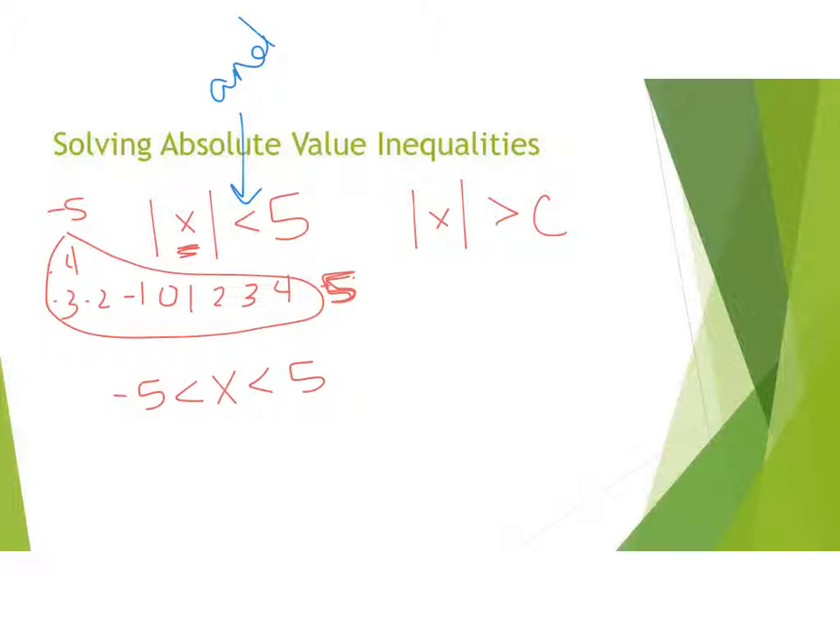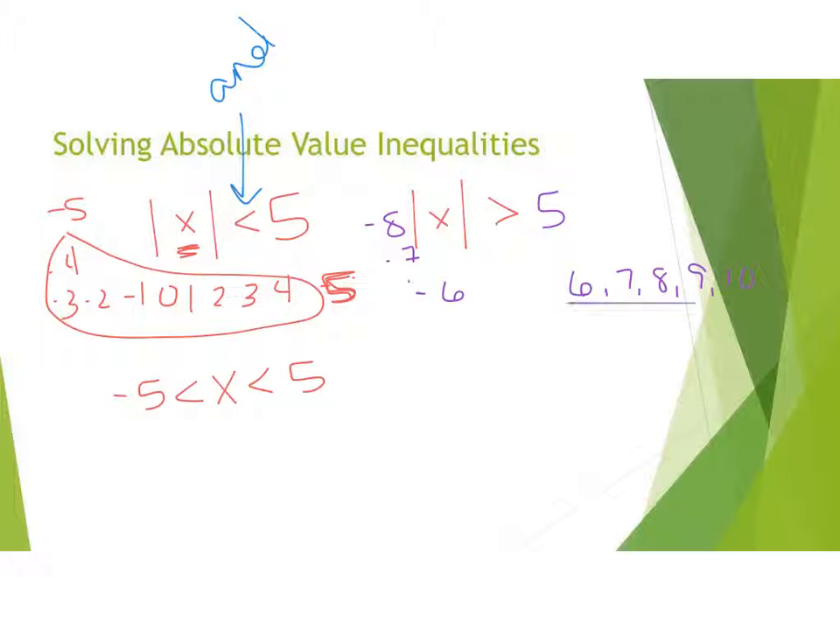Similarly, let's look at greater than. So let's say it was greater than 5. Which numbers have an absolute value greater than 5? Well, 6 does, 7, 8. These all have absolute values greater than 5. Also, what about negative 6? Is its absolute value greater than 5? Negative 7, negative 8. Do they all have absolute values that are greater than 5?